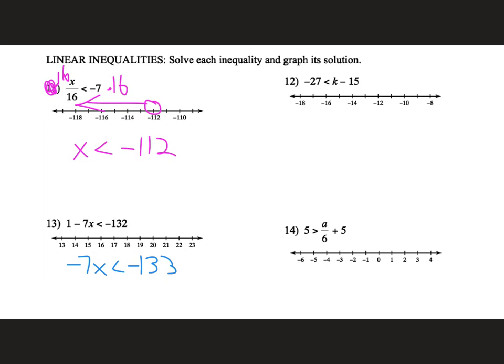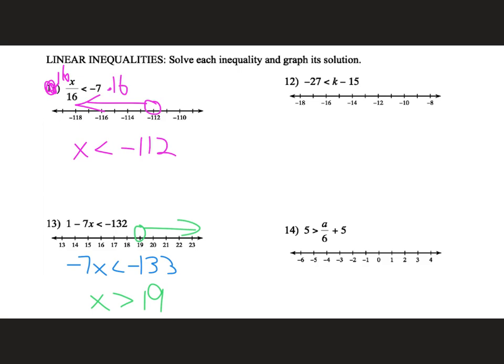So we need to get the x by itself. So we're going to divide by negative 7. Now a negative divided by a negative, as I've already mentioned, is a positive. And since we're dividing by a negative, if you multiply or divide by a negative, you have to flip the sign. So we're going to flip the sign. This is a greater than symbol, so again, it's an open dot and then to the right. If this were greater than or equal to, then we would have to have a solid dot.